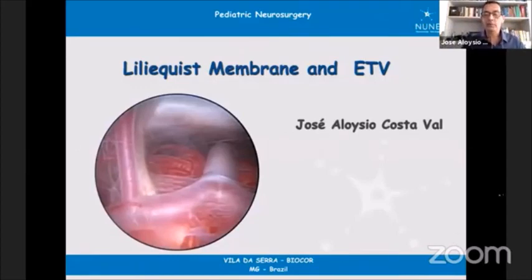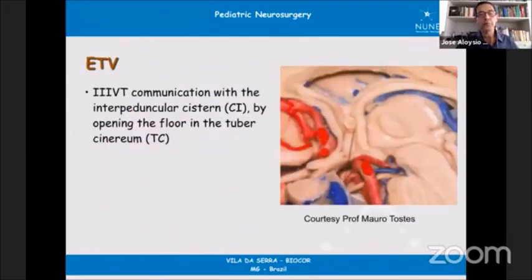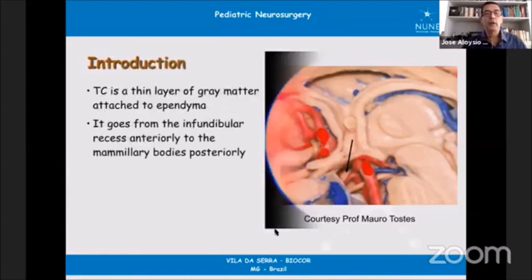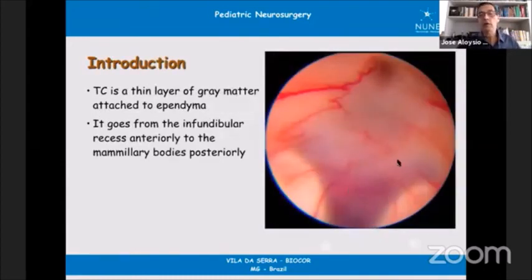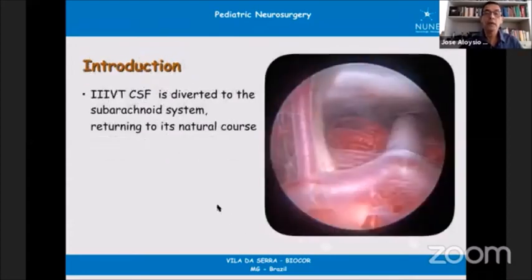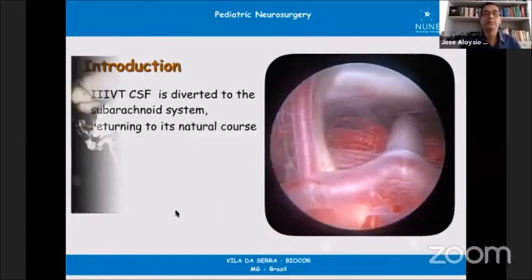And we'll talk about a particular anatomy of ETV, that is the Liliequist membrane. As we know, to perform an ETV, we need to communicate the third ventricle with the interpedicular cistern by opening the floor at the tuber cinereum. And the tuber cinereum is a thin layer of gray matter below the ependyma of the third ventricle that goes to the infundibular recess to the mammillary bodies. And in ETV, CSF is diverted to the subarachnoid system.